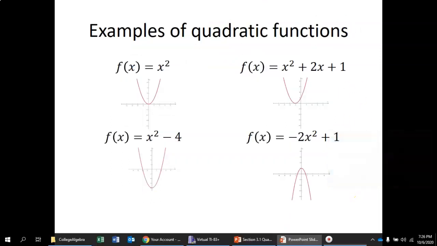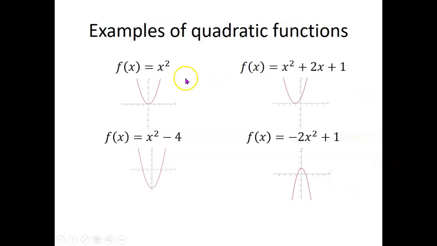Okay, so here are some more, maybe simpler quadratic functions. If you just have x squared, that's a quadratic function. It's the simplest quadratic function there is. And so we already know what that looks like. x squared minus 4 counts as a quadratic function. x squared plus 2x plus 1 would be a quadratic function. Negative 2x squared plus 1 is a quadratic function.